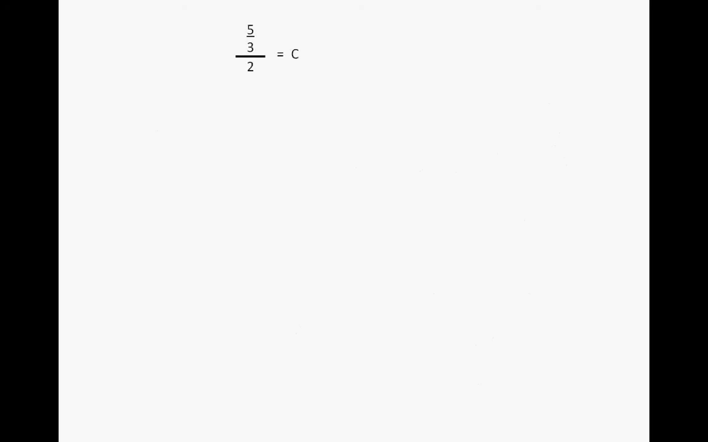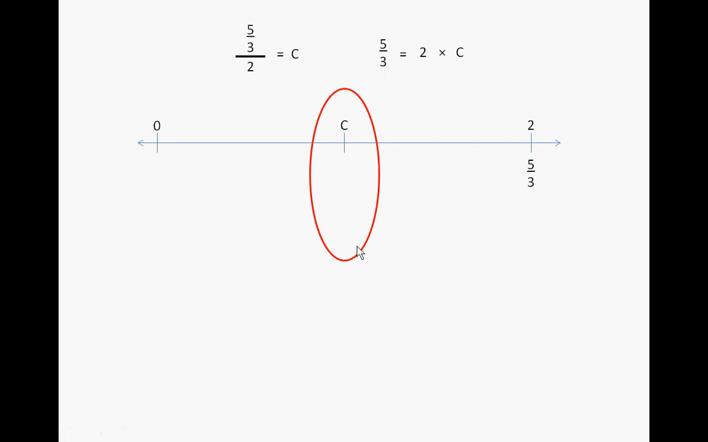Let's do this with whole numbers. What if we have whole numbers that we're dividing by? In this case, we have 5/3 divided by 2. Well, it means 5/3 is equal to 2 times c. Now I'm going to leave the "of" off of here. It doesn't matter. It just means that we need 2 c's. So 2 times c is equal to 5/3, which means now we want to know what c is.